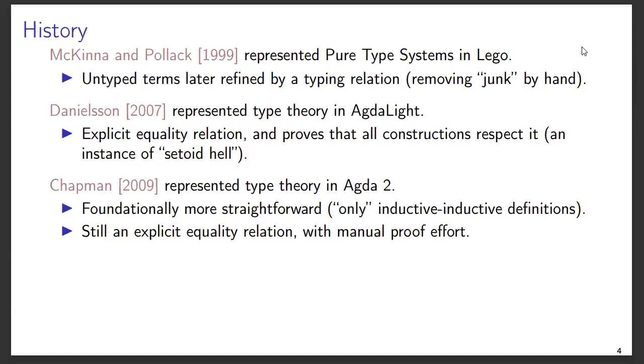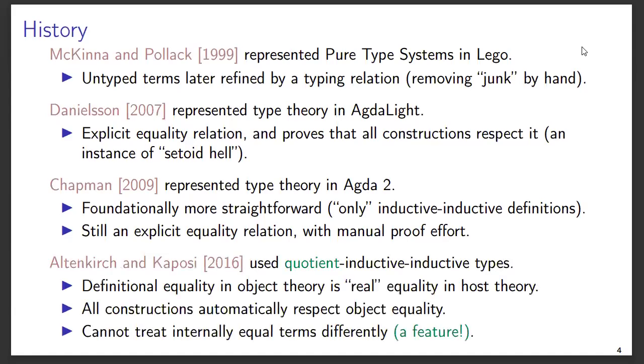And Chapman did basically the same thing, except that he used something that's foundational, a little bit more straightforward. So Nisse used some very strange features of Agda-Lite, such as induction recursion in a strange way. And Chapman managed to just reduce this to inductive definitions, which makes it a little bit more straightforward. But the setoid hell problem still remained, that we still had an explicit equality relation, and we had a lot of proof effort just to prove that things actually respected this equality relation.